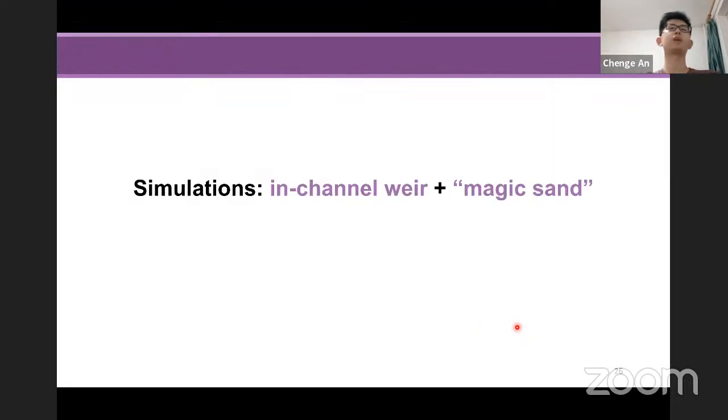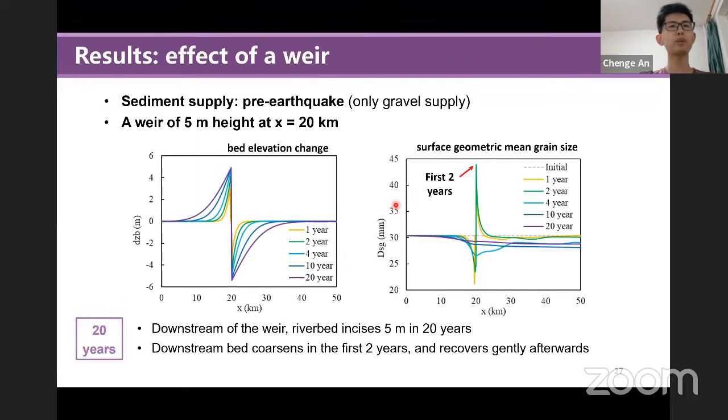Then we start to add a bit more effect, which is the in-channel weir effect. We combine the weir effect with the magic sand effect to see what will happen. And here, when we incorporate the in-channel weir effect, we first consider the pre-earthquake condition, which is only gravel. We first see when there's no fine sediment supply, but only a single weir, what will happen? We put a weir of 5-meter head at a location of 20 kilometers from the upstream end. And we can see that here is the place of the weir.